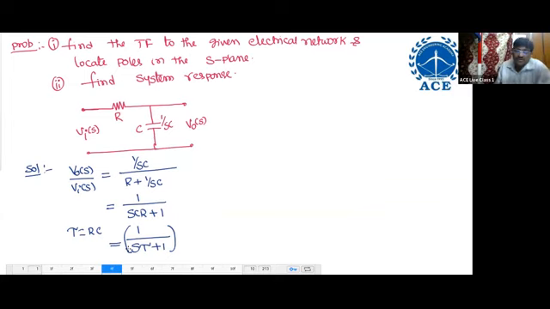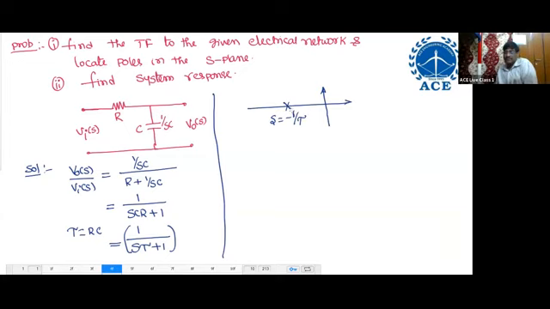Now locate the pole in the S plane. What is the location of the pole? S equals minus 1 by tau. Pole location is S equals minus 1 by tau.